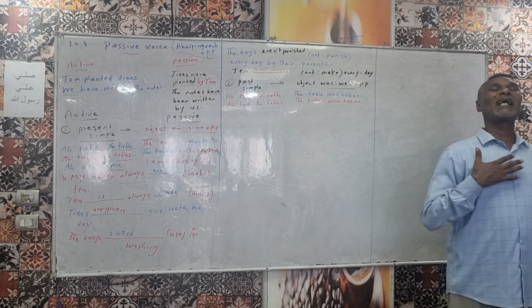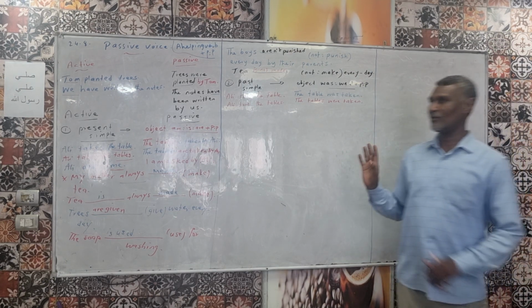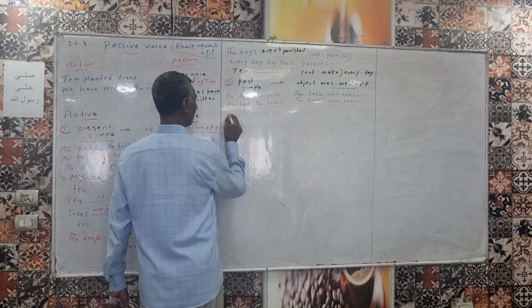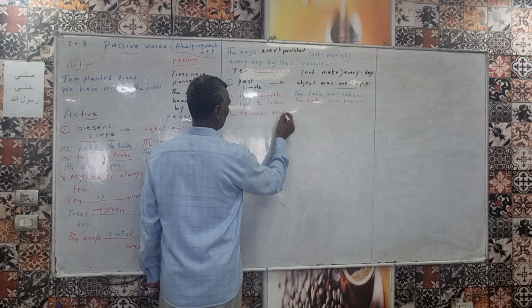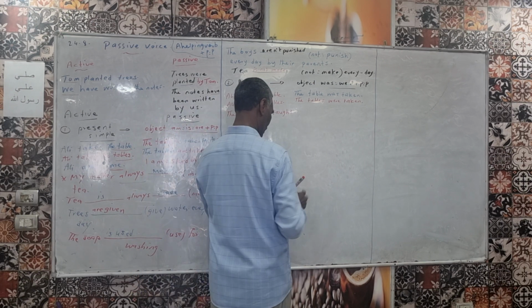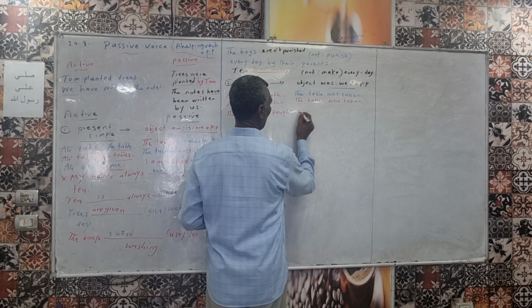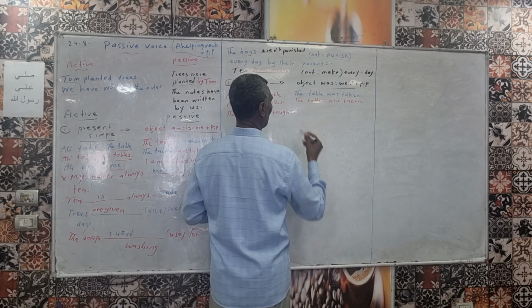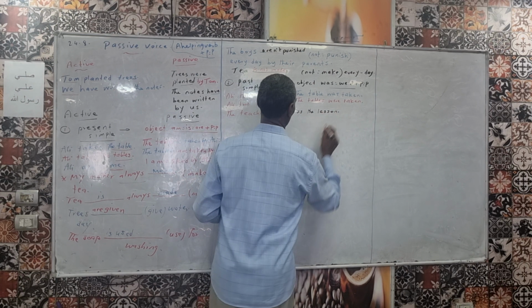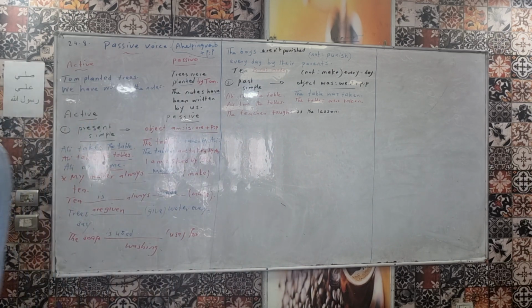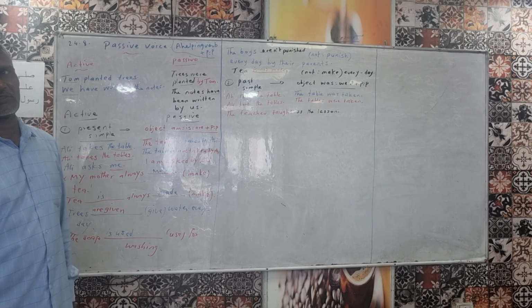The teacher taught us the lesson. نكتب على السبورة. The teacher taught us the lesson. Is it an active voice or passive voice? Active voice. What is the subject of this sentence? The teacher. What is the tense? Taught. It is past simple tense.